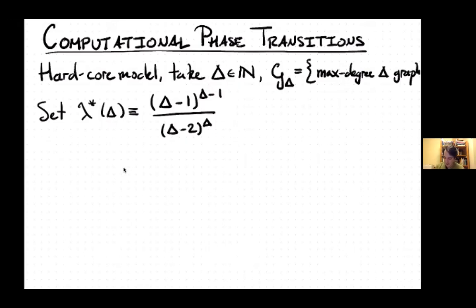Okay, so I fixed delta, and I'm going to restrict my inputs to be graphs of maximum degree delta. And then I introduce this parameter lambda star delta, which is, okay, it is what it is. And this might be familiar to you because this is the uniqueness threshold.